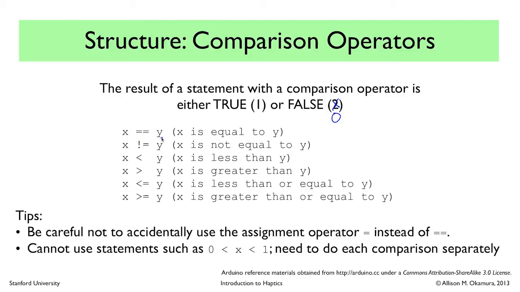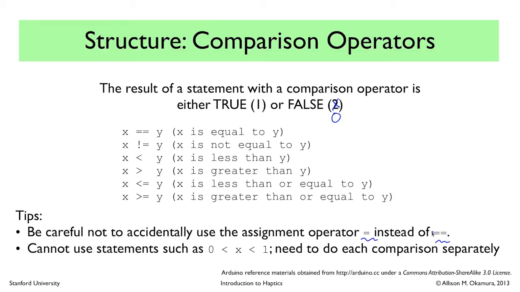So this is a check. It's true if x is equal to y. This is the opposite, which is true if x is not equal to y. X is less than, greater than, less than or equal to, greater than or equal to, are other examples of comparison operators.